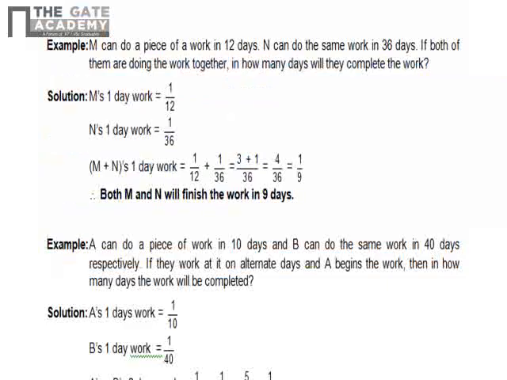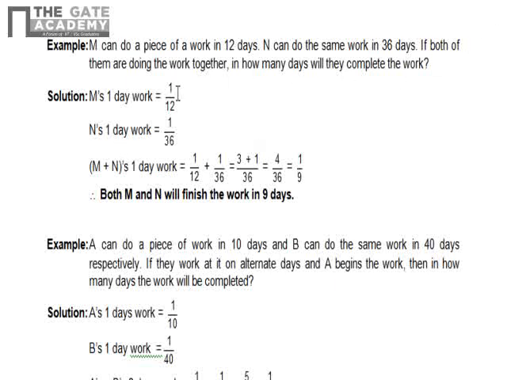Now we'll see two different examples. These are very good examples to understand the work concept. M can do a piece of work in 12 days. So definitely you can find the 1 day work of M, that is 1 by 12. N can do the same work in 36 days. Keep in mind, same work. So the 1 day work of N is 1 by 36.